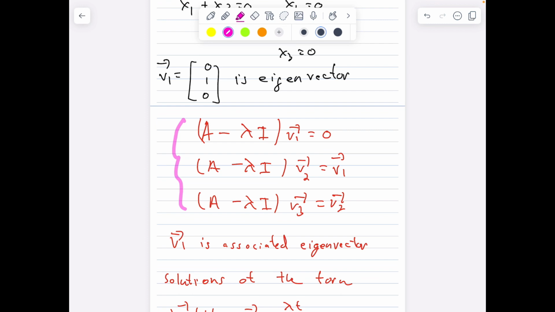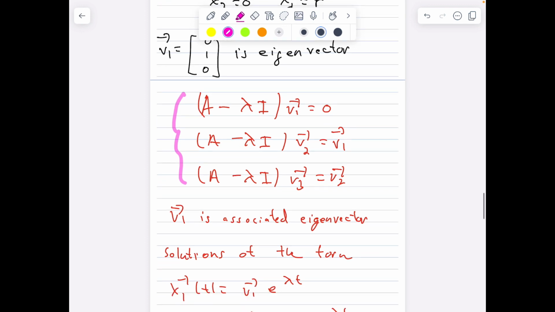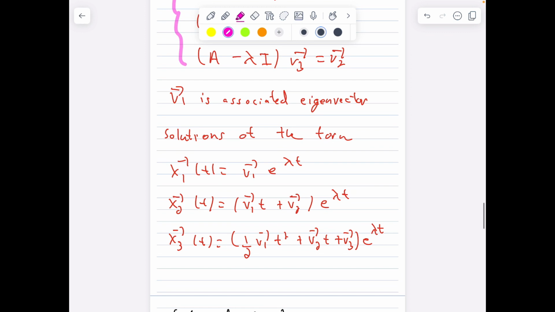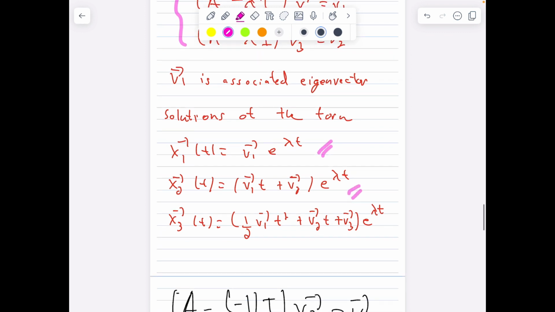So (A minus lambda I) v1 equals 0, (A minus lambda I) times v2 equals v1. So it's like what you just did in a sense. But then you have this other one, which is (A minus lambda I) v3 equals v2. And again, v1 is the eigenvector that you found. And this is what your solutions would look like. x1 equals v1 e to the lambda t. x2 equals (v1 t plus v2) e to the lambda t.